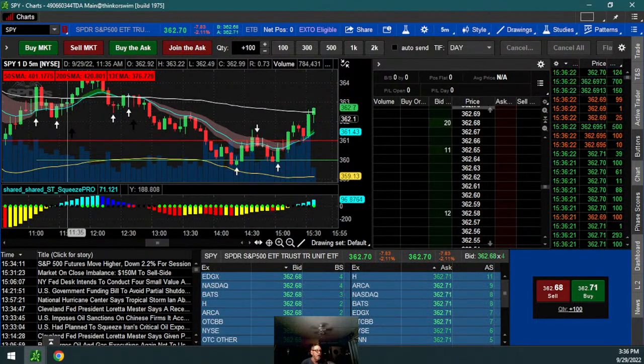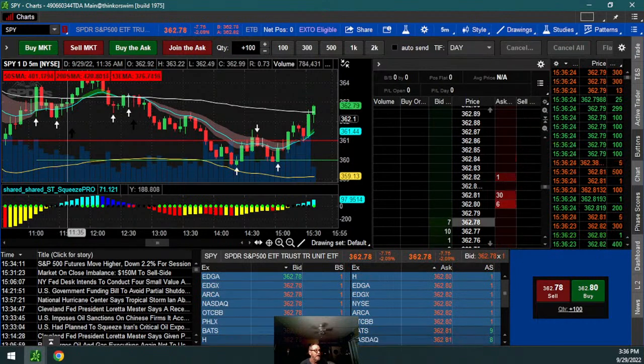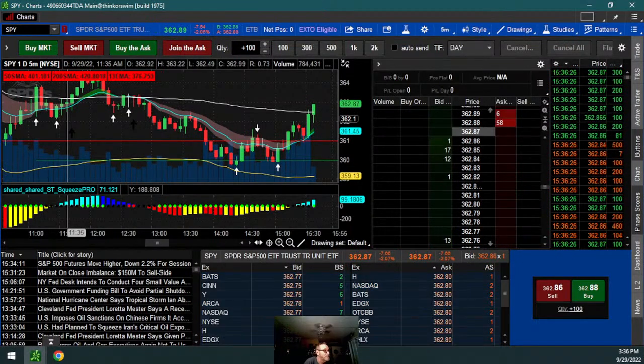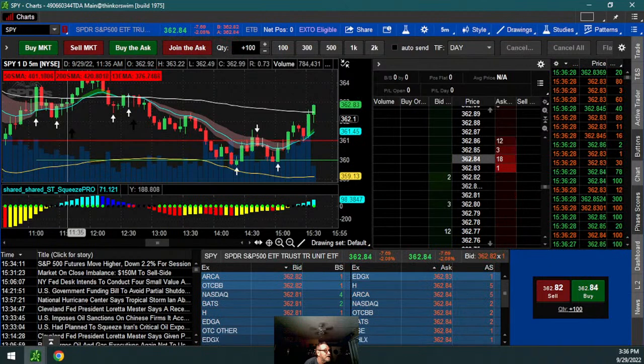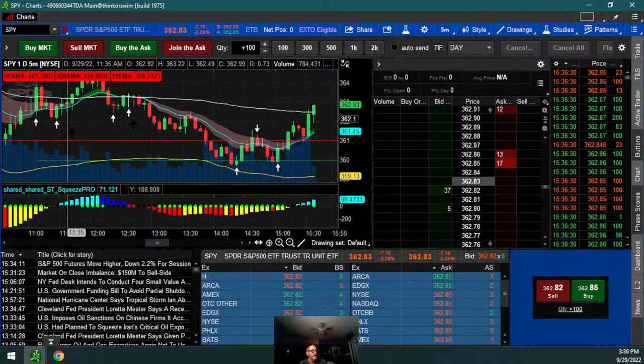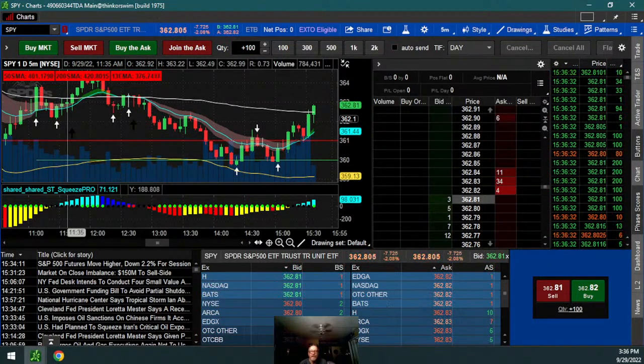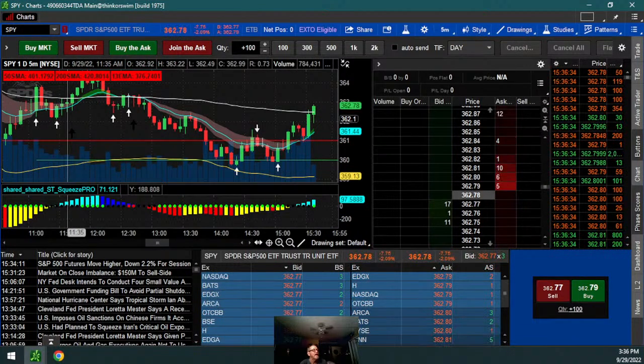There it goes, folks. I told you it was going to go over that VWAP, and when it did, it was going to pick up. That's another 220, 30, 40,000, 50,000 shares right now. One shot.